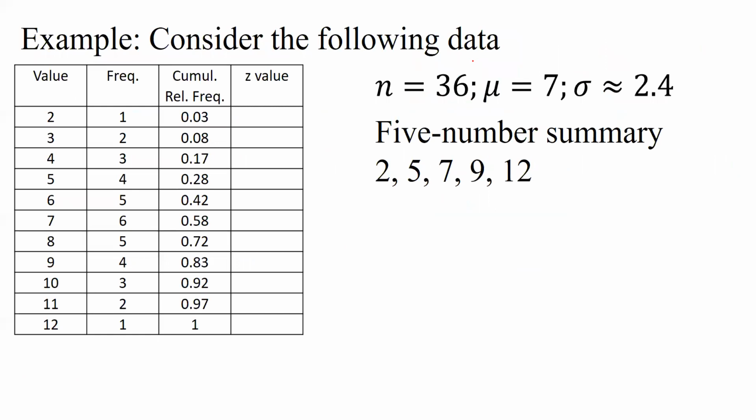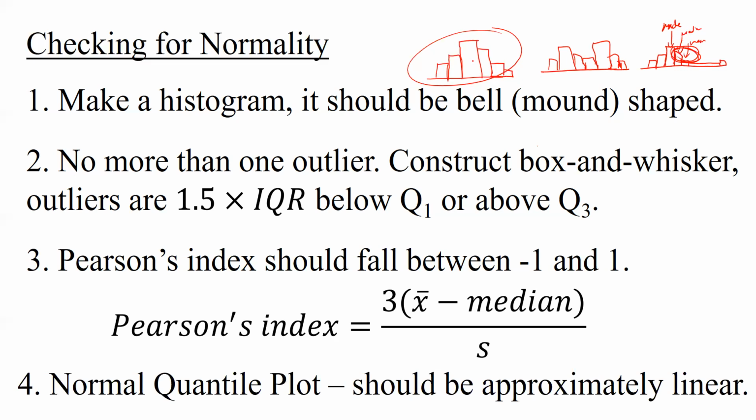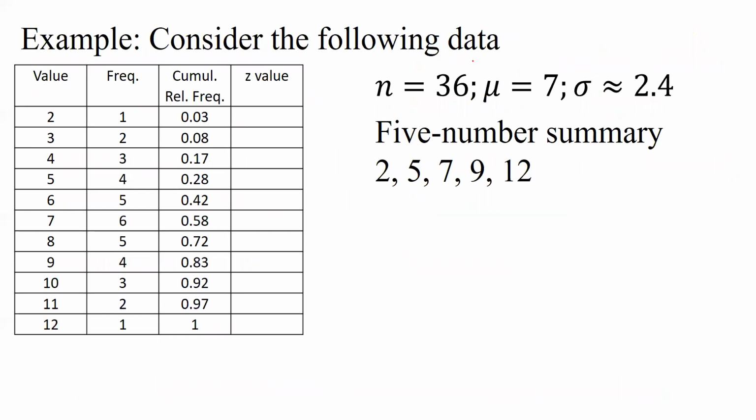All right, so let's look at this data here. And we're going to go through each of those ways of checking something. So remember: histogram, check for outliers, this Pearson's index value, and then this graph, and see if it comes out to be approximately linear. So here I have a table.